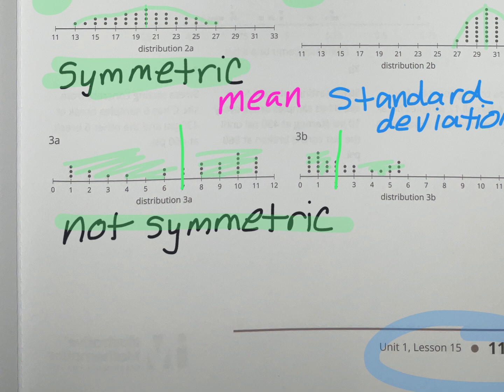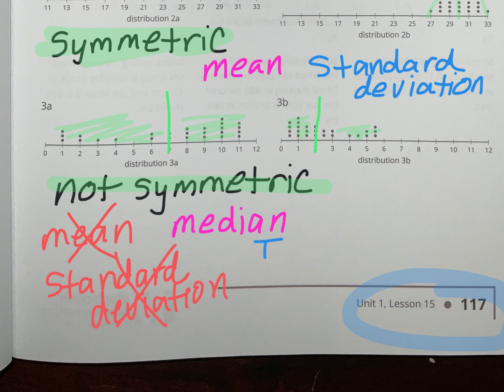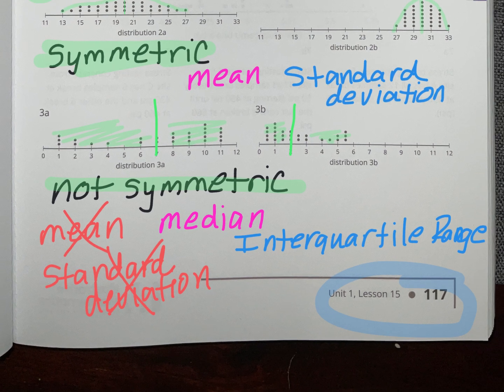So instead of the mean, we are going to use the median. Okay, so no mean, we're going to use the median, and no standard deviation. Instead, we are going to use the interquartile range, which we also call IQR for short.